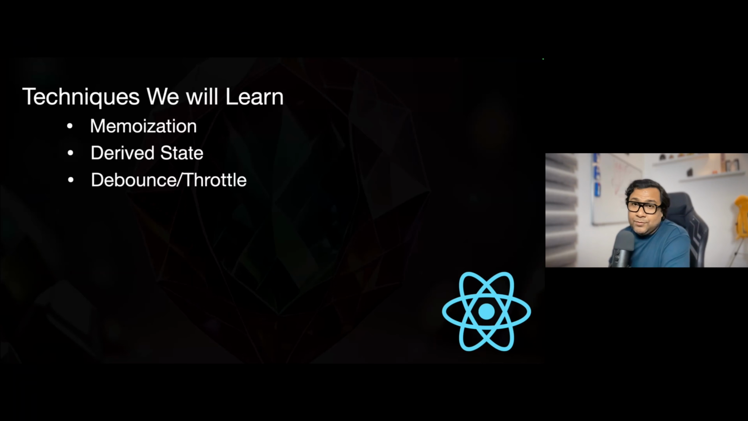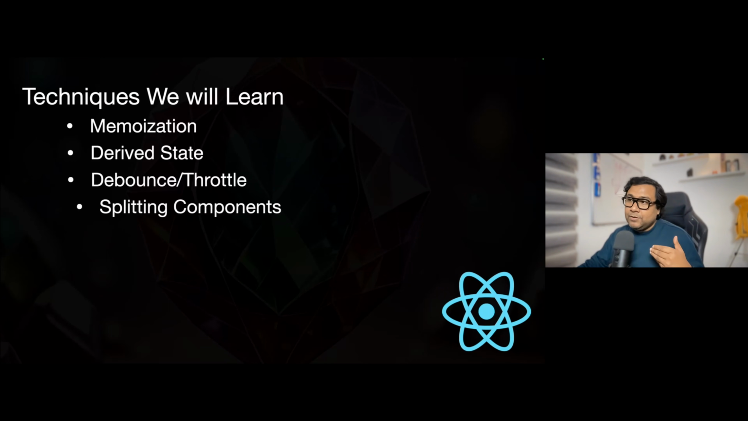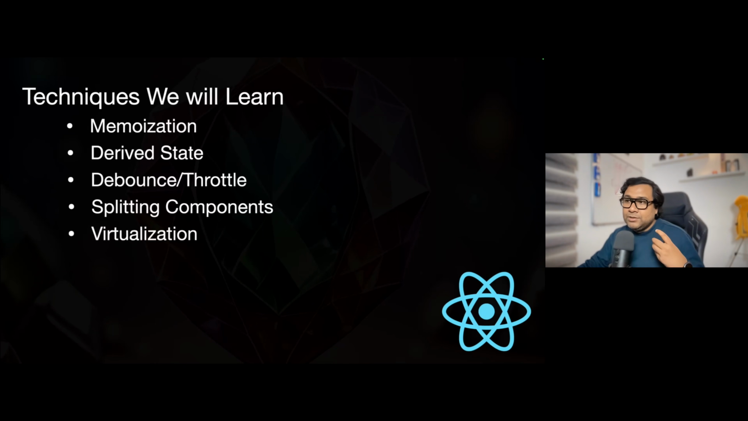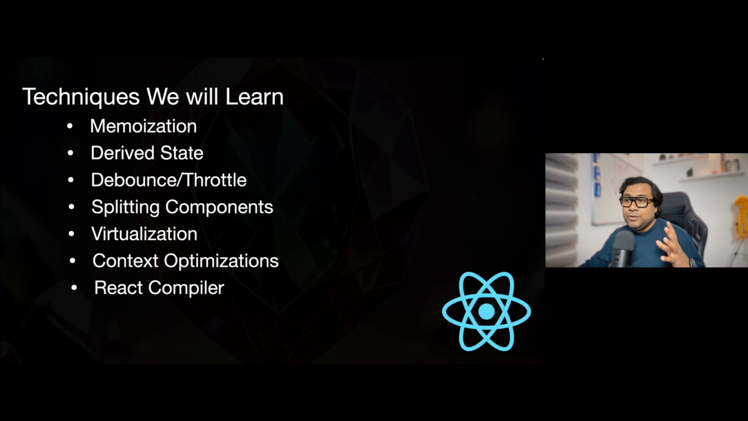So as promised, we have covered memoization, derived state, debounce, and throttle. We also spoke about re-rendering and the problem due to that. In the next session, part 2, we are going to cover the splitting components methodology, virtualization, context optimization, and also the React compiler.